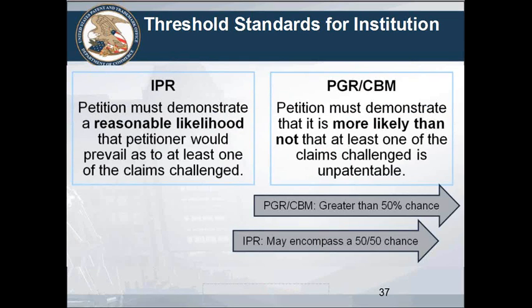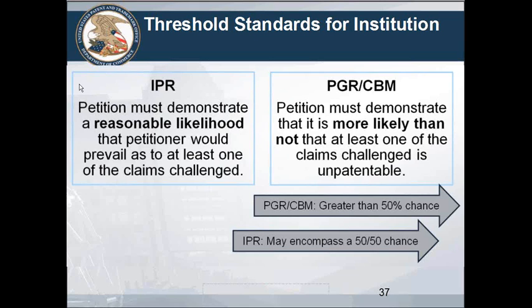So when will the board institute a proceeding? The petitioner is going to have the burden of proof, but there is still a difference in what must be shown between IPR and PGR and CBM. So IPR has one standard, and that standard is that the petitioner must demonstrate a reasonable likelihood that petitioner would prevail as to at least one of the claims challenged. And PGR and CBM, that's a different standard, the more likely than not standard. In other words, the petitioner has to demonstrate that it's more likely than not that at least one of the claims challenged is unpatentable.